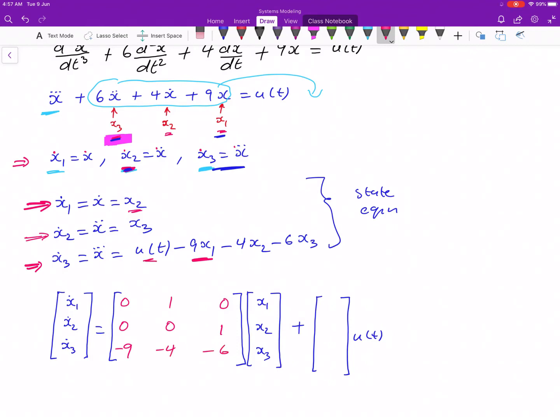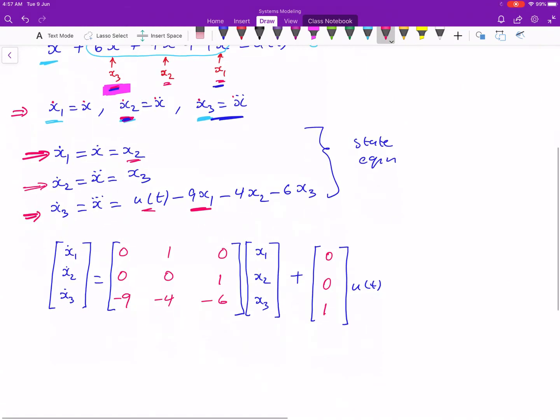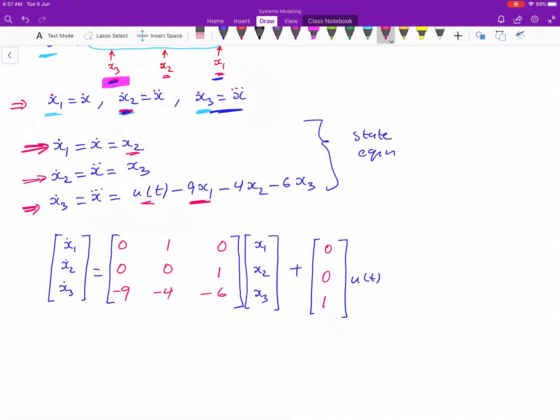For u of t here, there is nothing on x1, there is nothing on x2, but there is something on x3. Now, this is our state representation form. But most of the time you will be given your output equation as well. And assuming that y is equal to x3, what we are going to do is write our output equation.